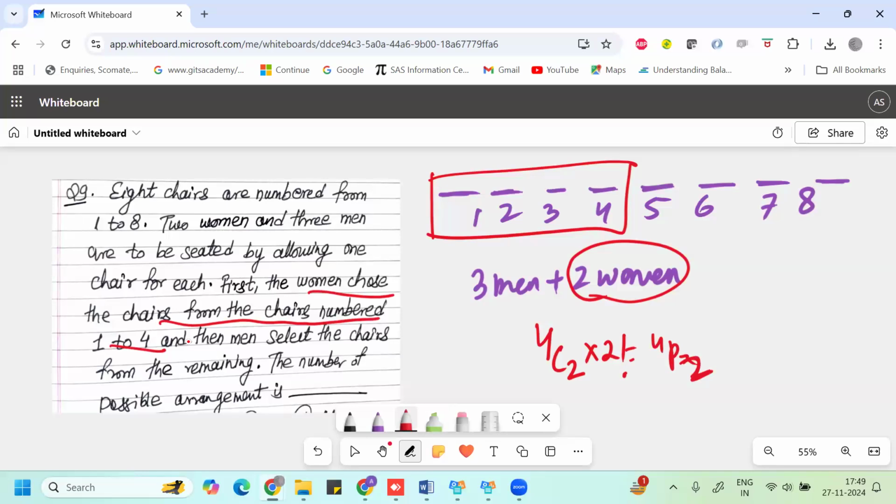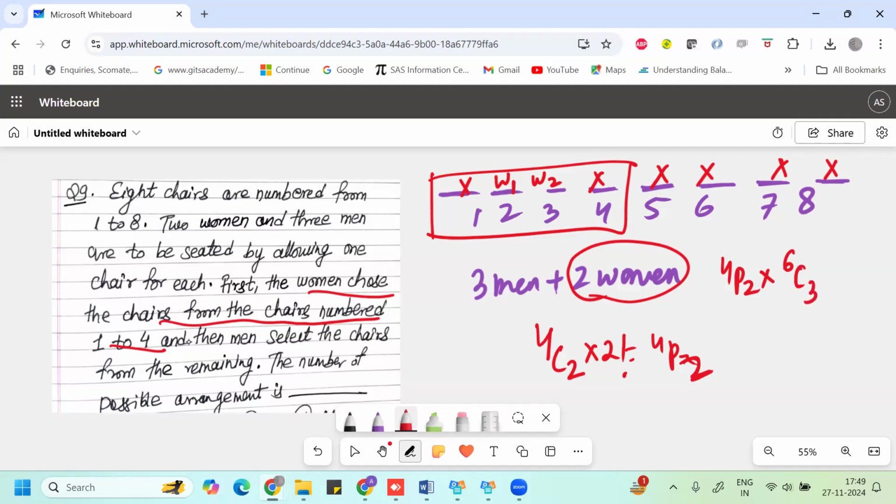So suppose they sit in maybe this place or maybe this place. Only 2 women are there. Now how many chairs are left, guys? 1, 2, 3, 4, 5, 6. Total 6 chairs are left. And from the 6 chairs, how many men are there? 3 men are there.